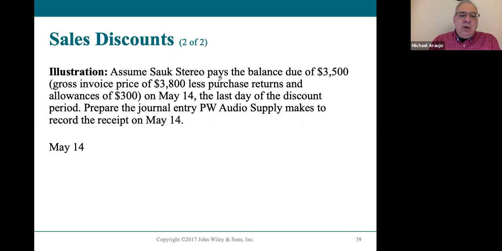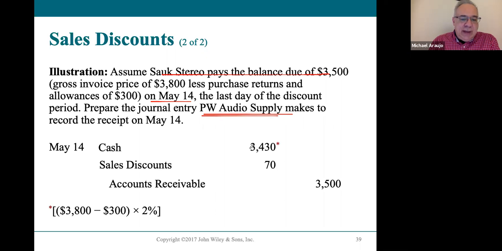Okay, so Sock Stereo here owes $3,500. And they're going to pay on the 14th, which means they're going to take a discount. How does PW Audio handle it when they get the money? Well, they're going to get $3,430 cash. So they're going to be debiting cash. They're going to take the sales discount of $70. Again, it's a debit side account. And show that that whole $3,500 receivable was paid. Okay.